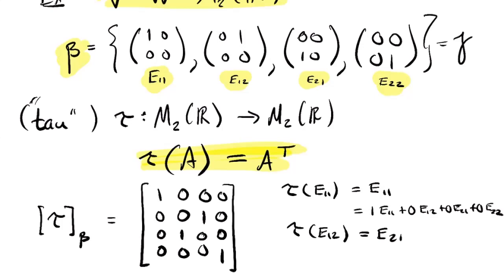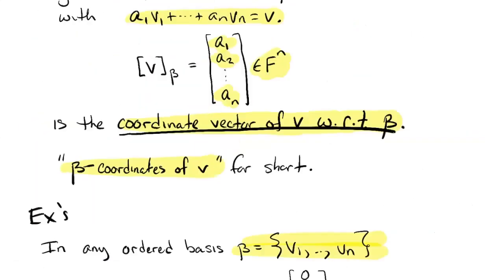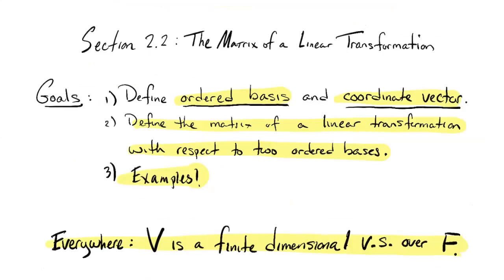Okay, so that wraps it up. Let me just swing back up to the beginning to make sure we did everything we were supposed to. I was trying to, in this lecture, define an ordered basis and the coordinate vector of a vector in a given ordered basis. I wanted to define the matrix of a linear transformation. We did it. And I wanted to illustrate computing that matrix with examples. We did it with 3 different examples.